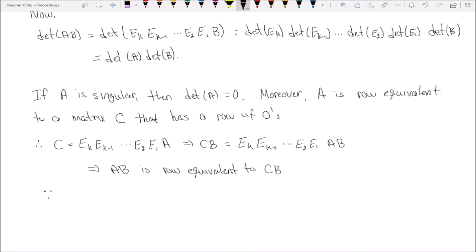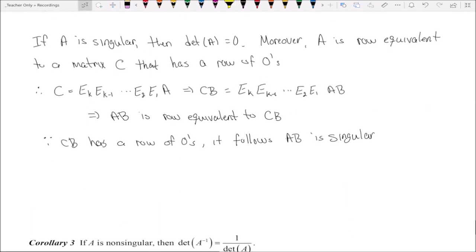Now, since CB has a row of zeros, it follows that AB is also singular. And this, of course, means that the determinant of AB must be 0. And since the determinant of A is also 0, we can say this is the determinant of A times the determinant of B as desired. And so our proof is complete.